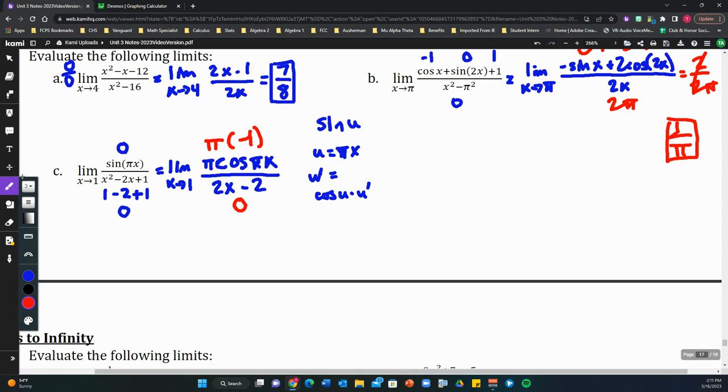Because again, in this case, my final result is negative pi over 0. And again, remember that 0 represents smaller and smaller quantities being divided into negative pi. And when you divide by smaller and smaller quantities, you actually make it larger. So in this case, a larger negative value would mean this limit is heading towards negative infinity. That is our final answer.